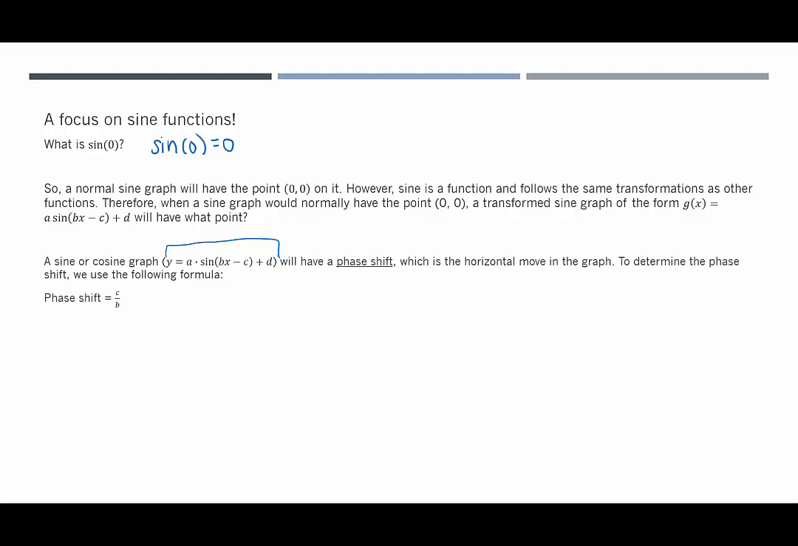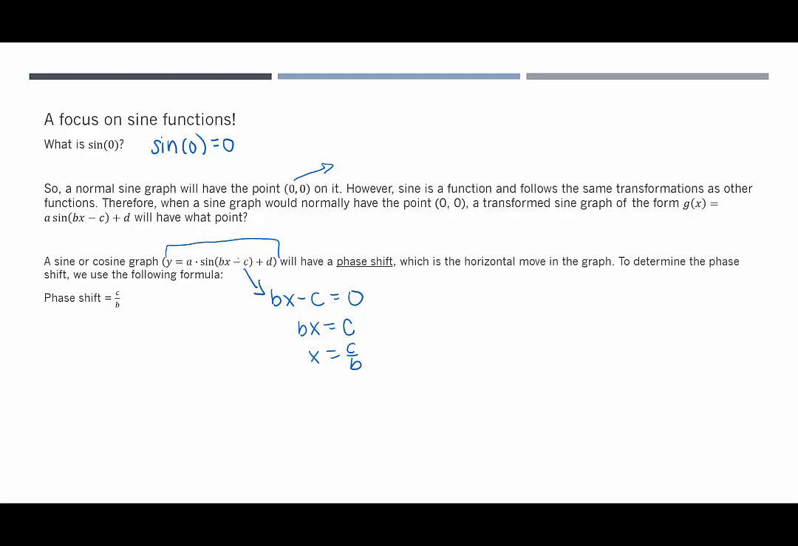And you might be saying, wait a minute, why is that? Well, remember what the goal here is. We're trying to figure out what happened to this 0. How did it move based on what we're given? We want to say, okay, well, this should have been 0. This was originally 0 in our parent function. Now we have bx minus c. So how does that affect the graph? Well, we set it equal to 0. We get bx is equal to c. We divide both sides by b, and there's that c over b.